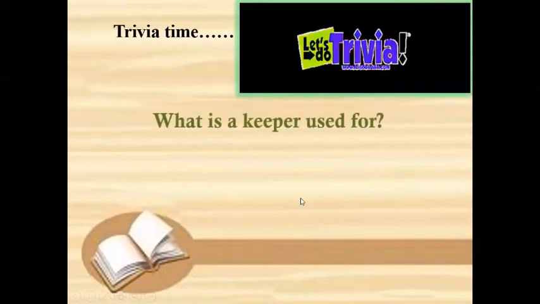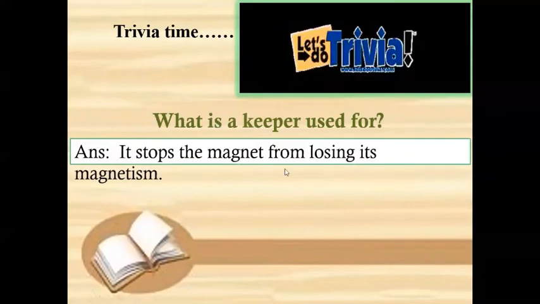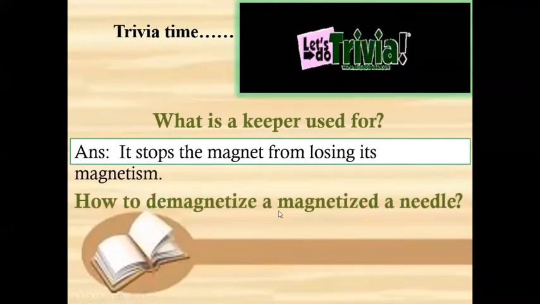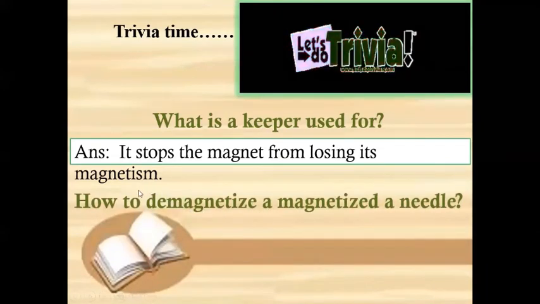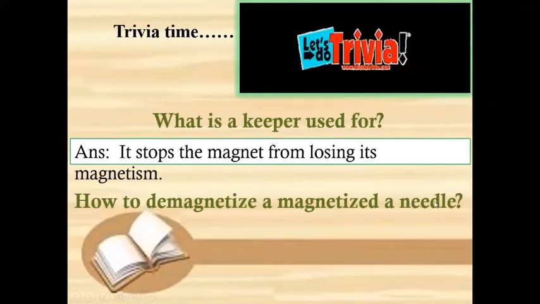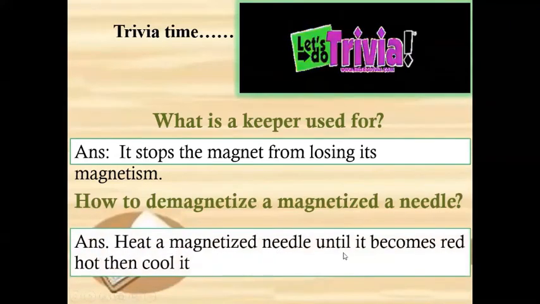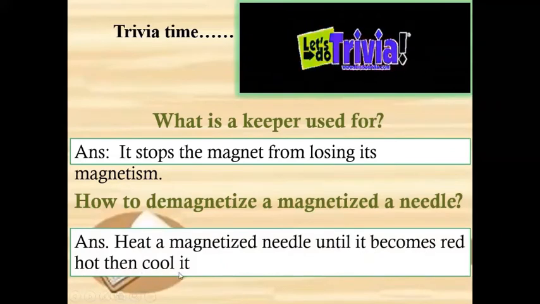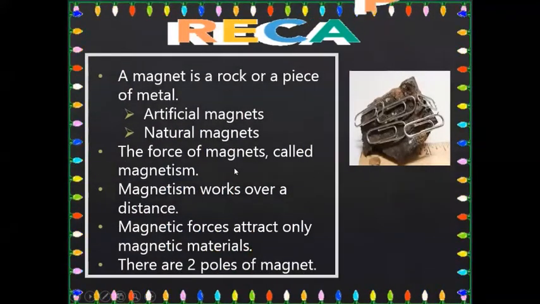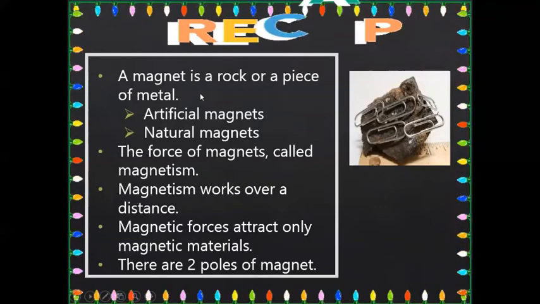So students, now it's trivia time. What is a keeper used for? Yes, it stops the magnet from losing its magnetism. How to demagnetize a magnetized needle? Demagnetize means removing the magnetic field from the needle. So how can we demagnetize? Heat a magnetized needle until it becomes red hot, then cool it. So it becomes demagnetized.